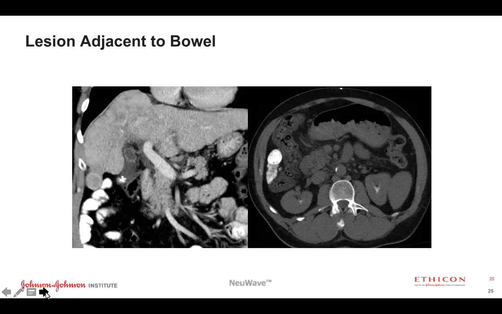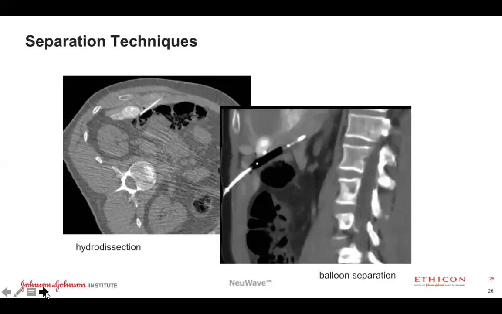Here's a lesion that's adjacent to the colon in the right lobe of the liver, and despite our best efforts, we tried to push fluid in there, and the fluid would just diffuse away and the colon wouldn't move out of the way. And so finally, we're able to do another separation technique, which we've used several times with success, and that's a balloon separation.